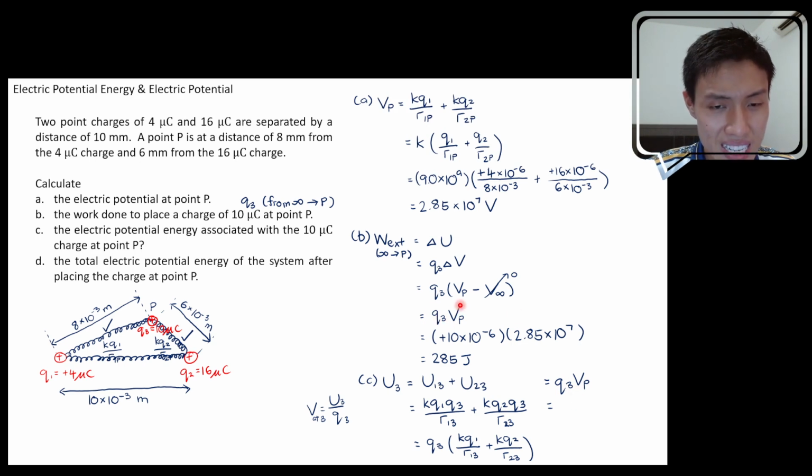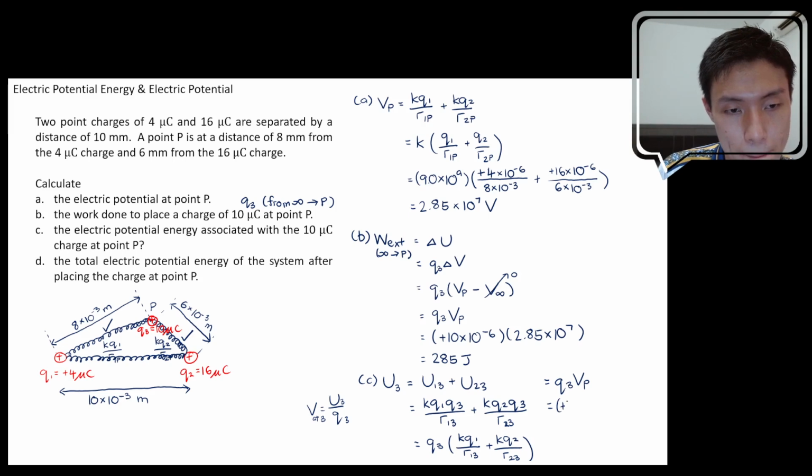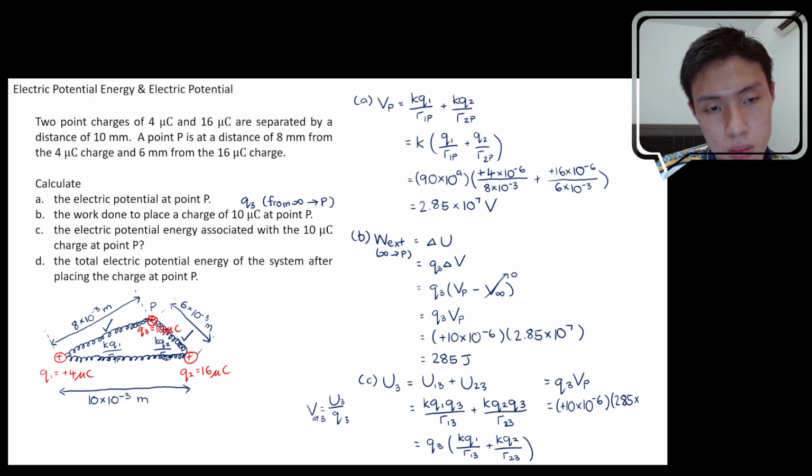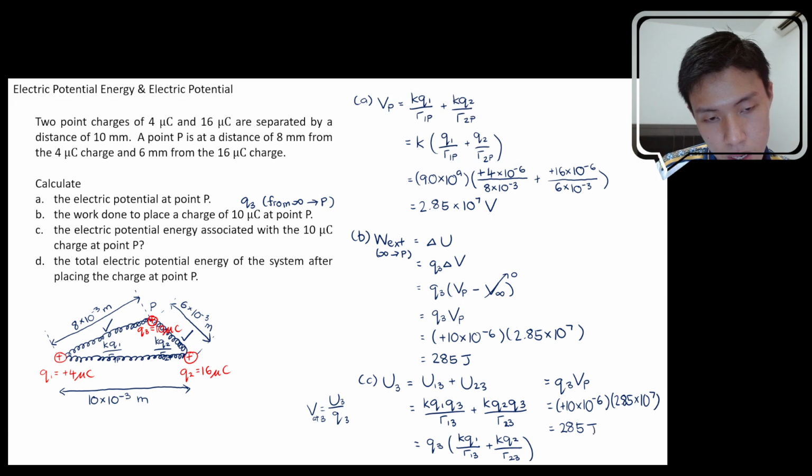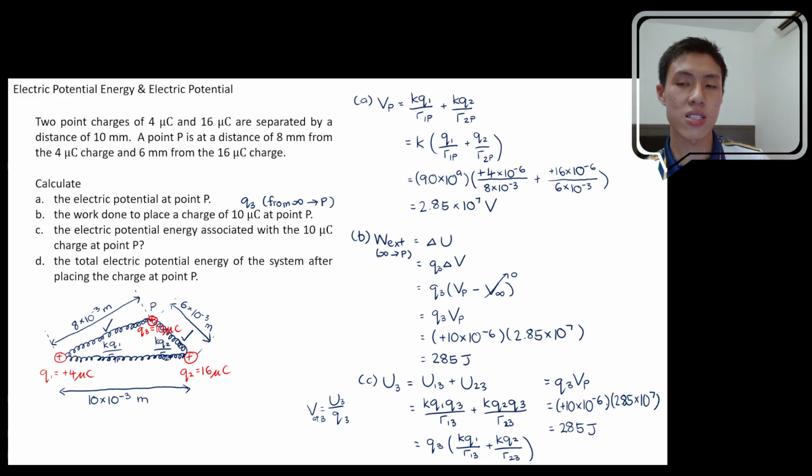It's the same calculation as earlier, the same substitution. So I believe you will still get the same answer, which is 285 Joule. So that's our answer for C. You can see that the work done for question B is the same as the electric potential energy for question C. Why is it so?